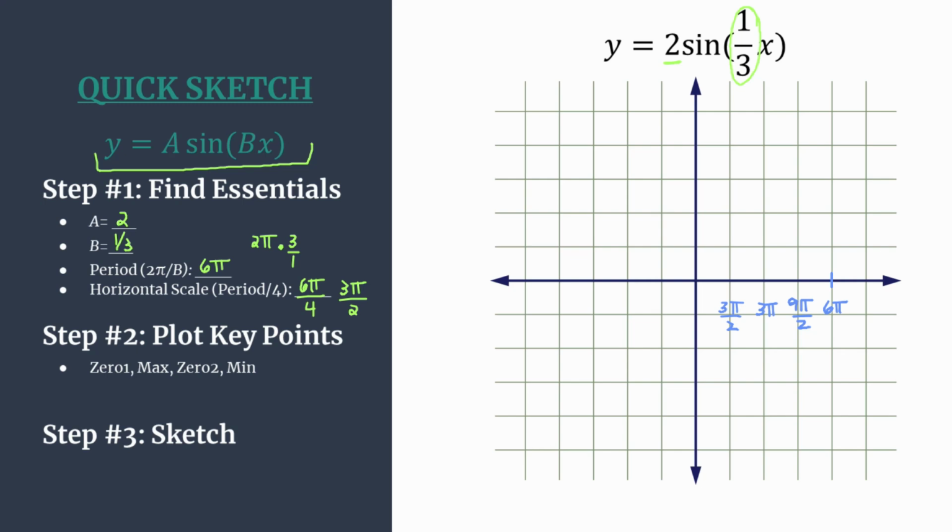Now we'll label our vertical axis. It's even quicker. Take a quick check with your value of a. Usually counting by 1s will work really well here. All right, so everything's labeled. Now we're ready for step 2.